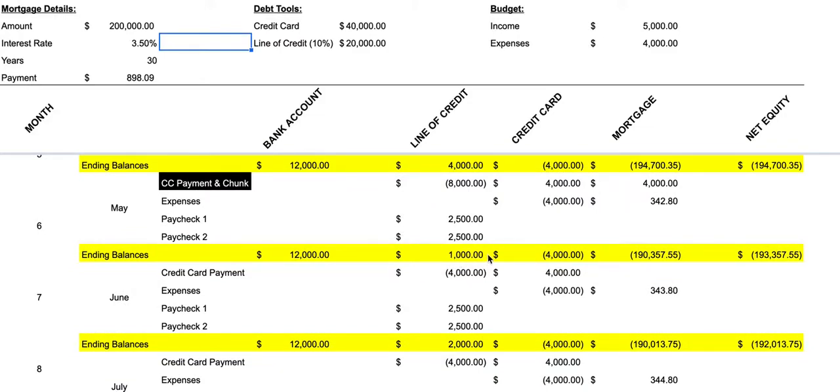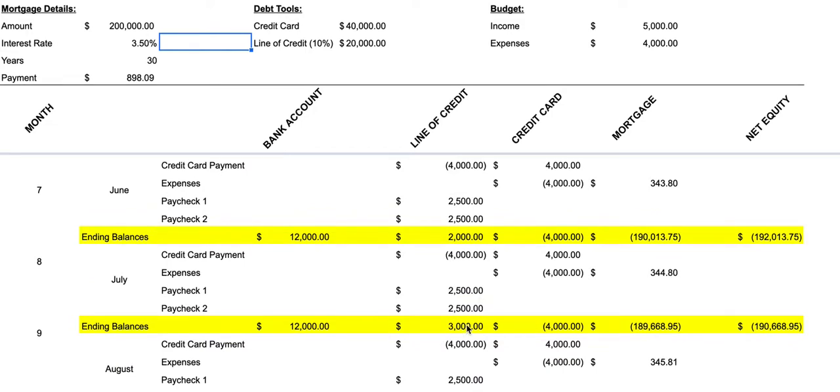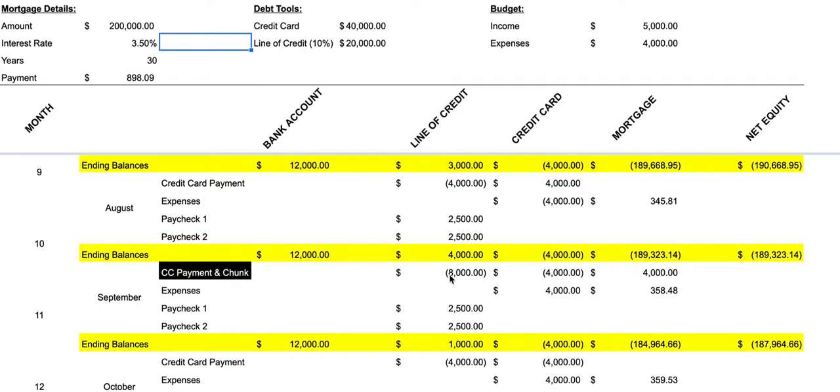Again, you're basically just doing the same thing. You see the $1,000 at the end of May, and then you're just building it back up. June, 2,000. In July, 3,000. In August, 4,000. And then you make that third chunk, right? And so you see the mortgage is decreasing.